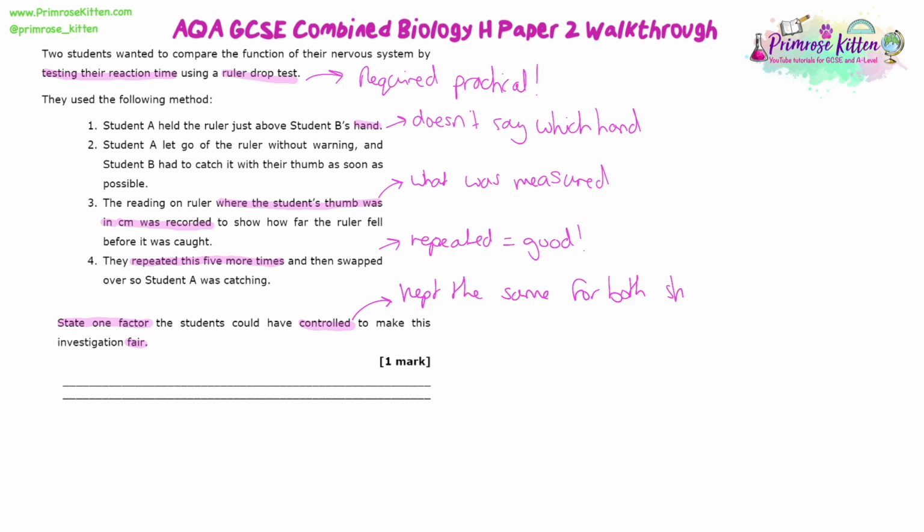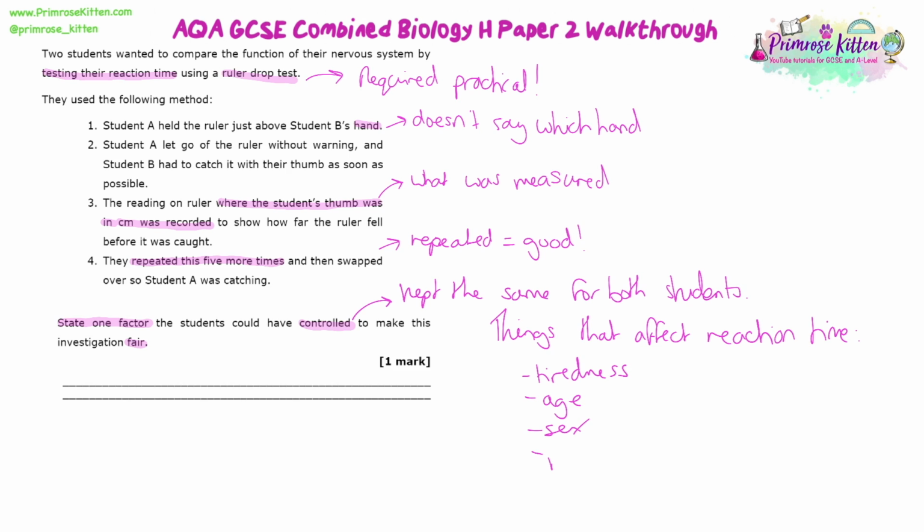Anything that should be controlled is something that can affect what you're measuring. So in this case, we need to think about all the things that can affect reaction time, and they're all the things that should be kept the same unless you are changing them. So they're not testing to see if there's any specific effect of tiredness or caffeine or anything in this practical. They're just looking to see what the difference is between the 2 students. So we need to think of things that can affect reaction time: how tired you are, your age, your sex, how much practice you've had, how much caffeine you've had, whether you've used the same hand.